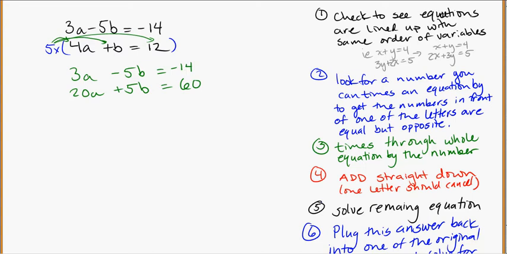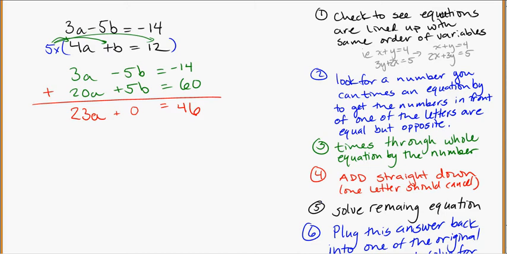On to step number 4. We will add, drawing a line across the like terms here. So 3a plus 20a is going to give me 23a's. Negative 5b plus 5b will give me a 0. And negative 14 plus 60 will give me a 46.